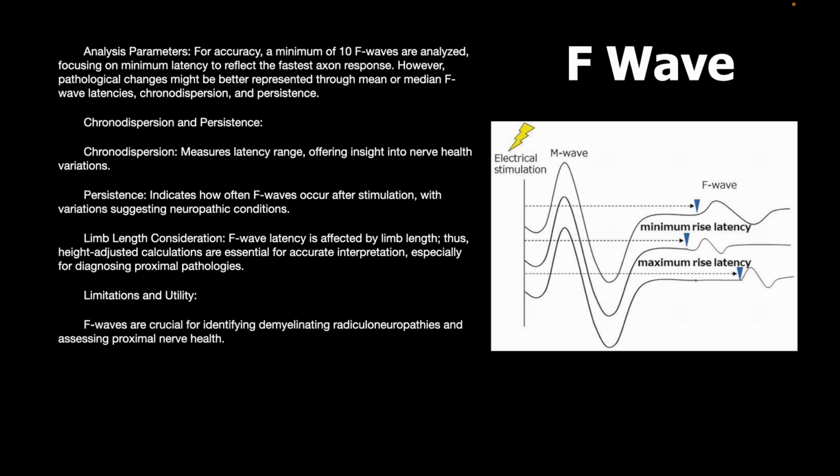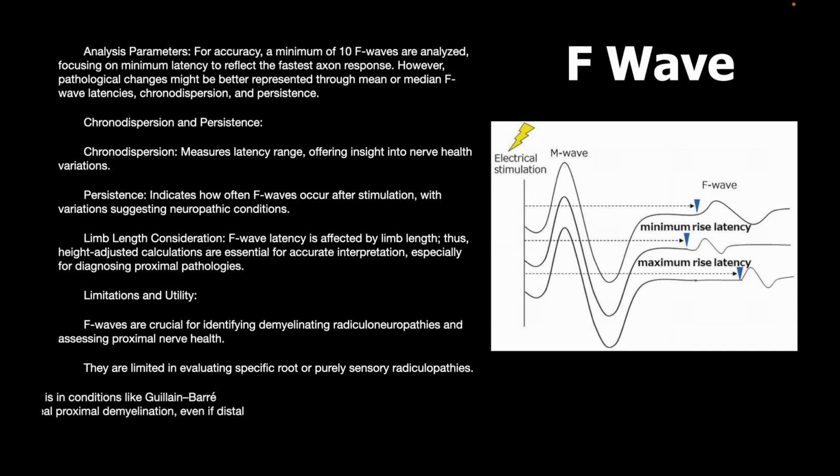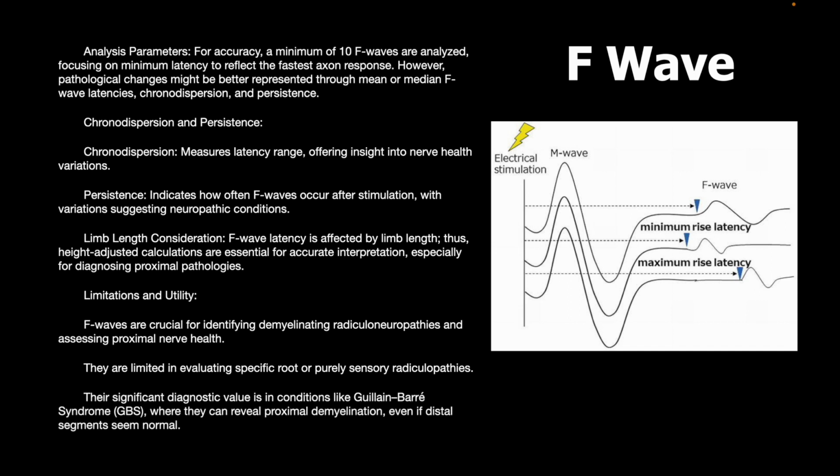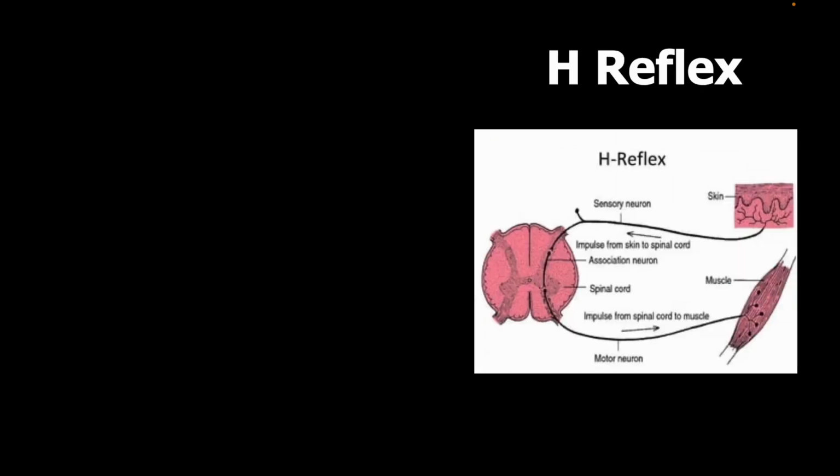F waves are crucial for identifying demyelinating radiculopathies and assessing the proximal nerve health. They are limited in evaluating specific nerve root and sensory radiculopathies. Their significant diagnostic value is in GB syndrome, where proximal demyelination is very common while distal is usually normal.